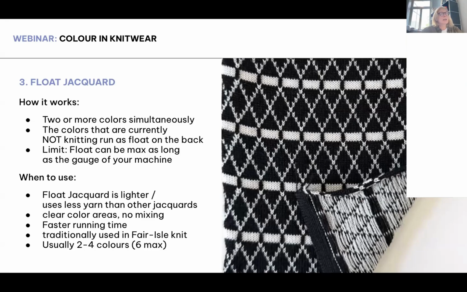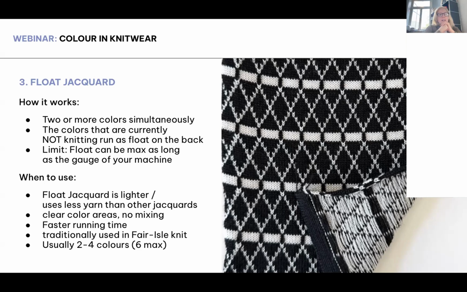we have two or more colors which work simultaneously. So you knit only in the front, and the colors which are not knitted are running as floats on the back. That means also, because floats are just loose threads, it might be very difficult if the floats get too long, because then you get stuck very easily.